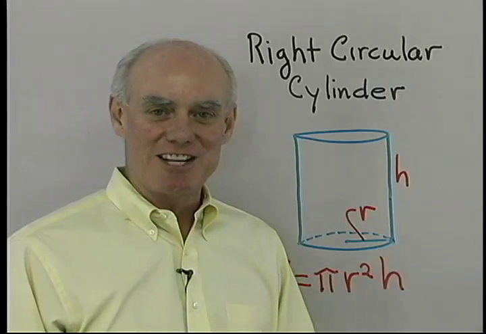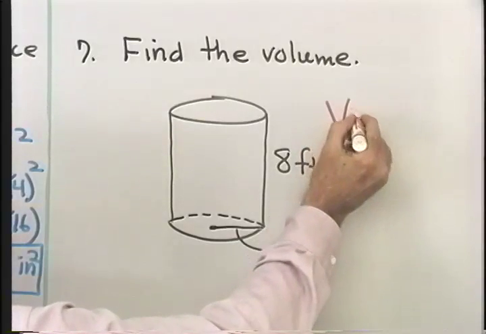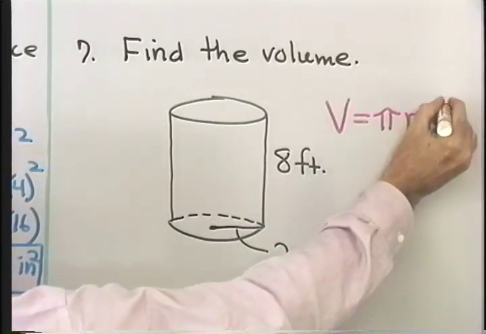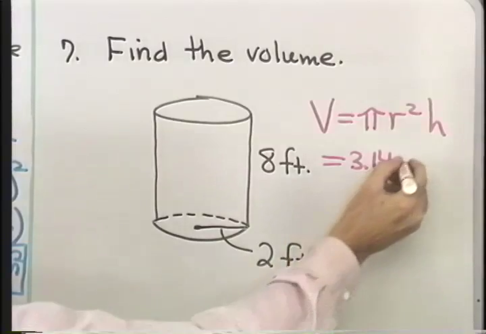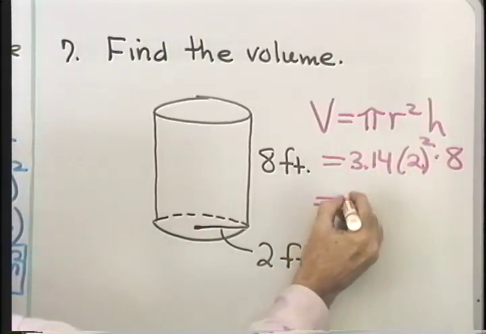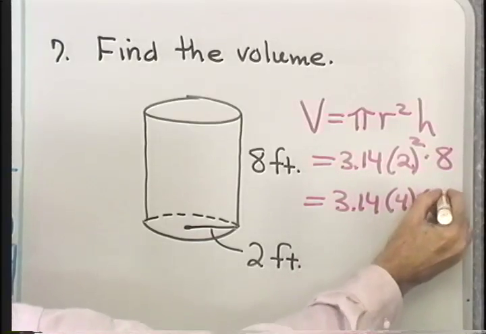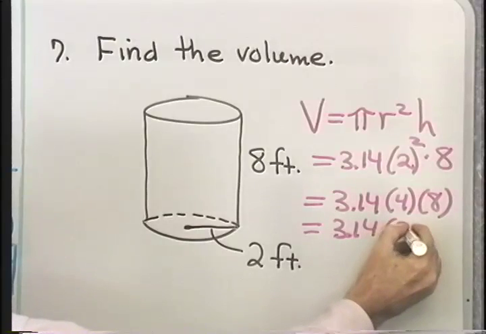So let's look at our last problem. Find the volume, and here I have a right circular cylinder with a height of 8 feet and a radius of the base of 2 feet. So the volume for this is going to be, according to my formula, pi r squared h. So I'll have 3.14 times this radius squared, so times 2 squared, times the height, which is 8. So that's 3.14. 2 squared is 4, times 8. So 3.14, and then 4 times 8 is 32.